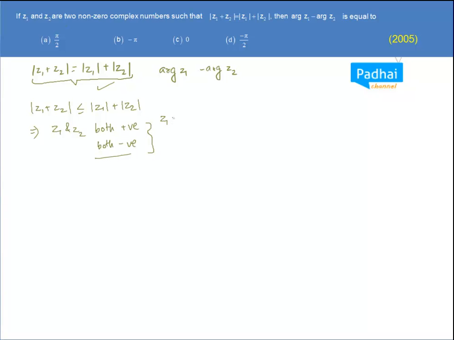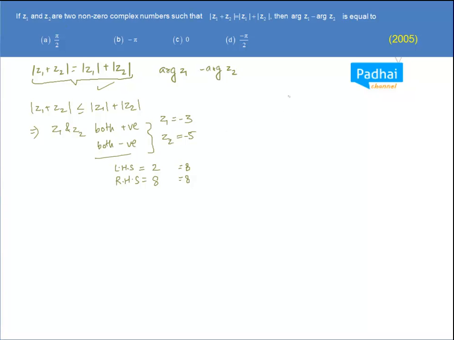Let's say I take z1 is equal to minus 3 and z2 is equal to 5. If you put these in the given equation, the LHS will be 5 minus 3, which is 2. And the RHS would be mod of minus 3, which gives 3, plus 5, so it will be 8. So it is not equal. But if I put minus 5, on the LHS it will be minus 8, so again it will become 8, and on the RHS as well it will be 8. So you can see that both of them have to be on the same side.